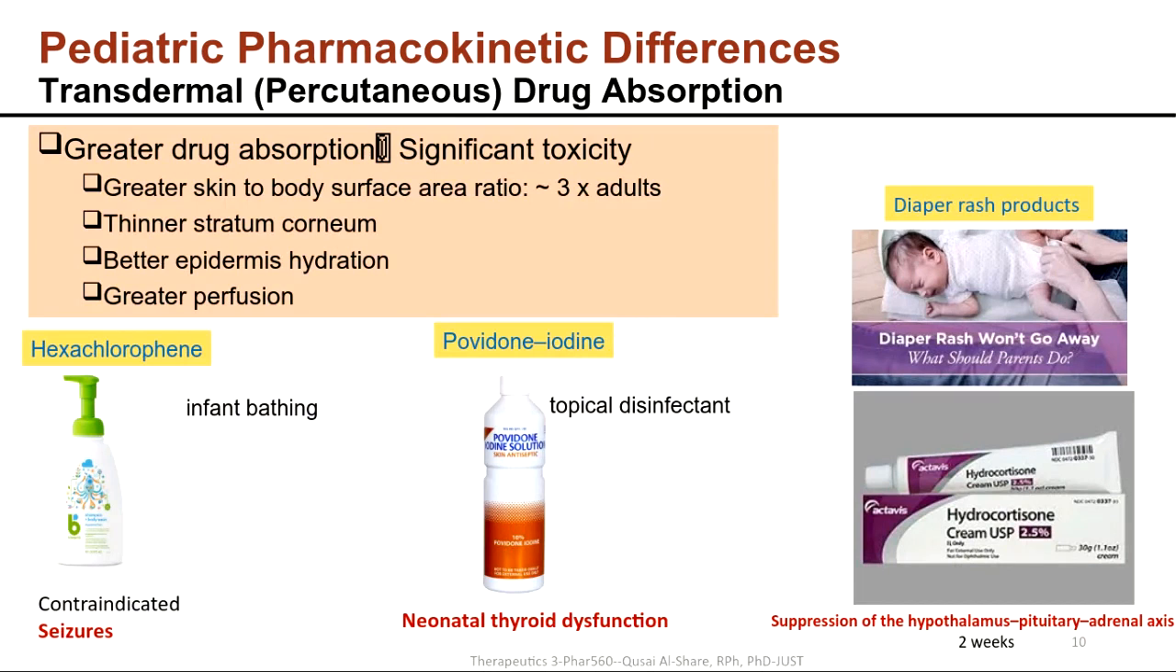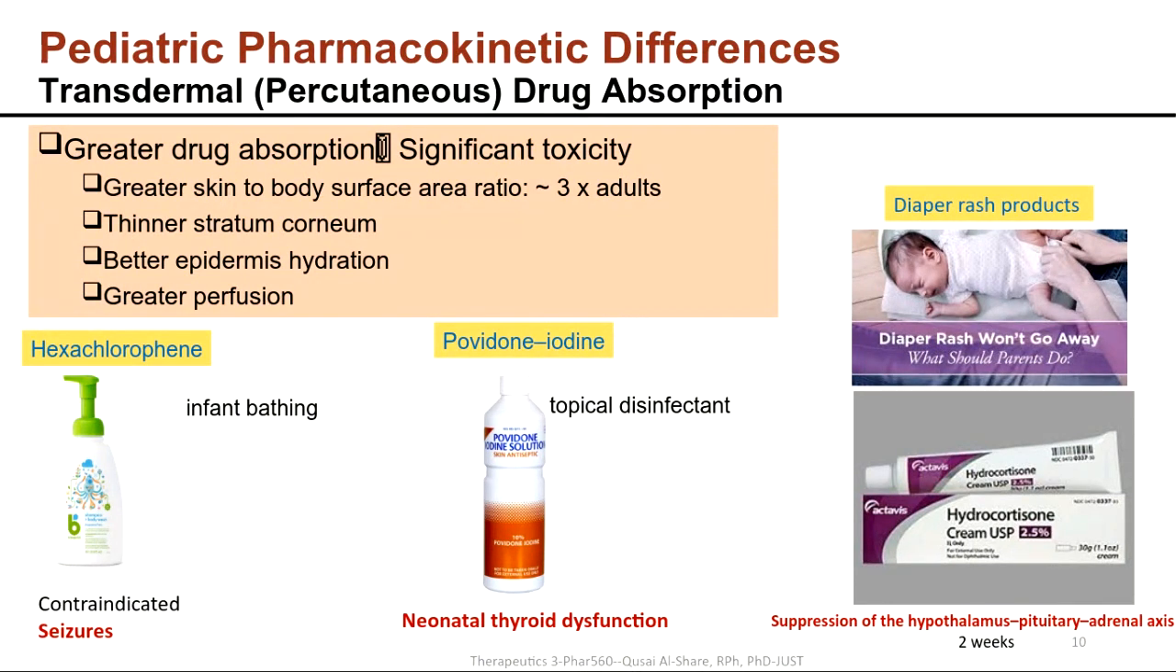The next route of administration is the transdermal, or in some books or references, they call it percutaneous drug administration or absorption. So greater drug absorption in children: when you apply something on the skin for children, it might cause significant toxicity, especially in babies. The reason for that, let's focus on these factors. Look at these 4 factors.